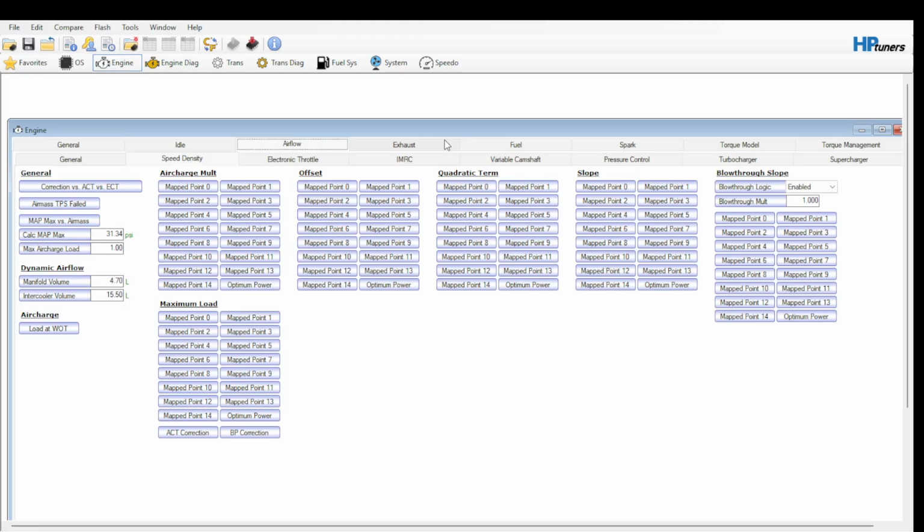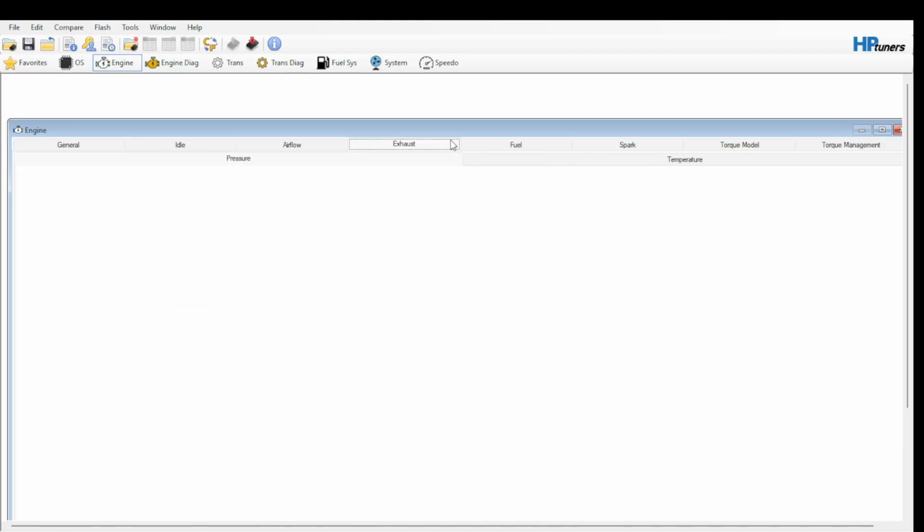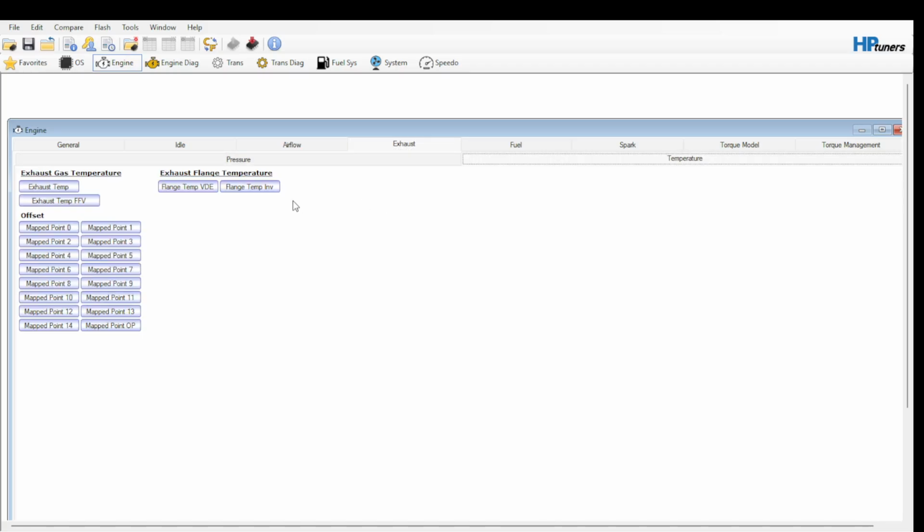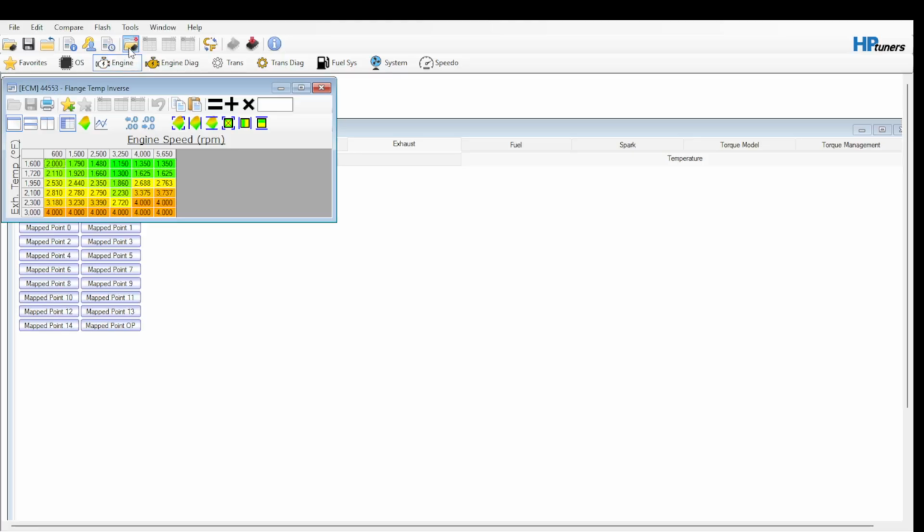The other thing I see on the forums a lot is they always tell you to drastically change your exhaust flange temps. So let me go ahead and reload a stock. You'll also notice that I have 3 stock files. HP Tuners typically tells you in their training videos to do 2 stock files. I like to have 3 stock files because it's so easy to accidentally modify one of those instead of your non-stock files, and then you don't have a stock reference, and now you don't have the ability to flash the truck back to stock.